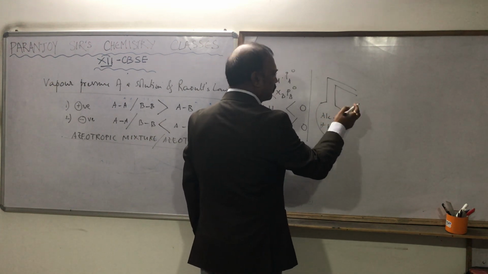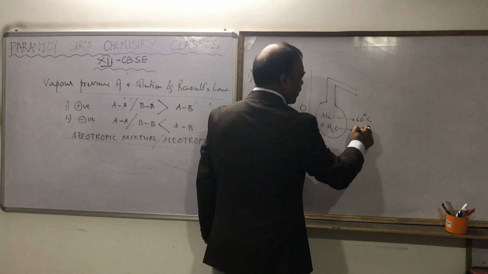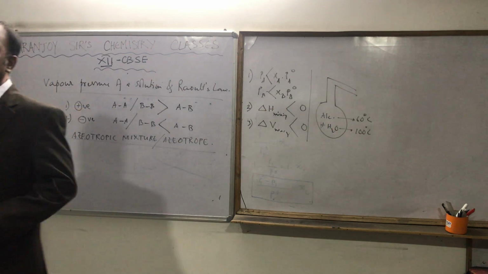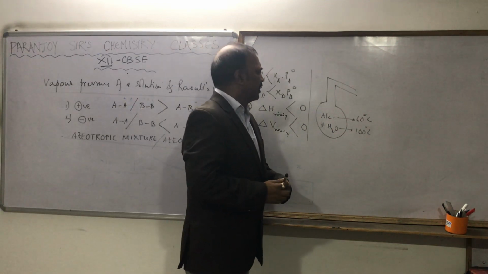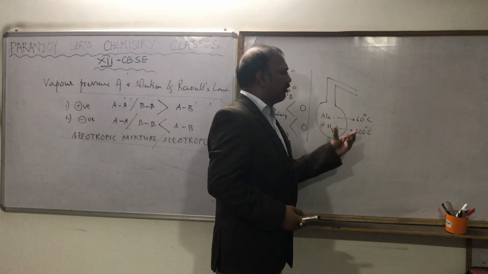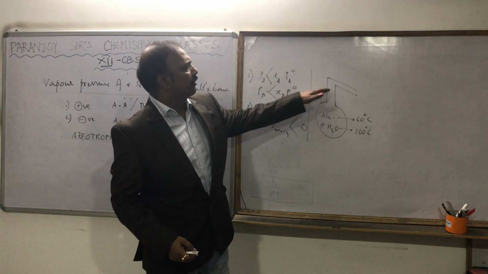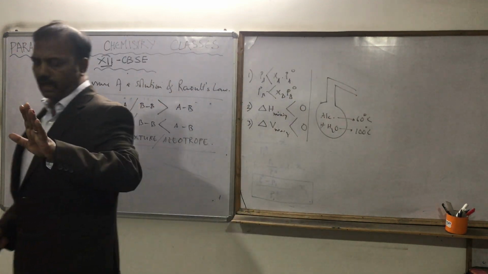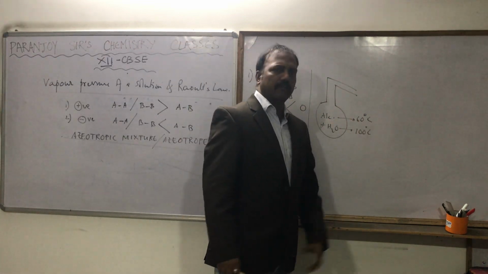Suppose the alcohol we have chosen boils at 60 degrees Celsius, and water normally boils at 100 degrees Celsius. Now if we increase the temperature, suppose the system is kept at 25 degrees Celsius. If we increase the temperature, when it reaches 60 degrees Celsius, only alcohol will get evaporated and it can be condensed further, and we can separate the alcohol and water.